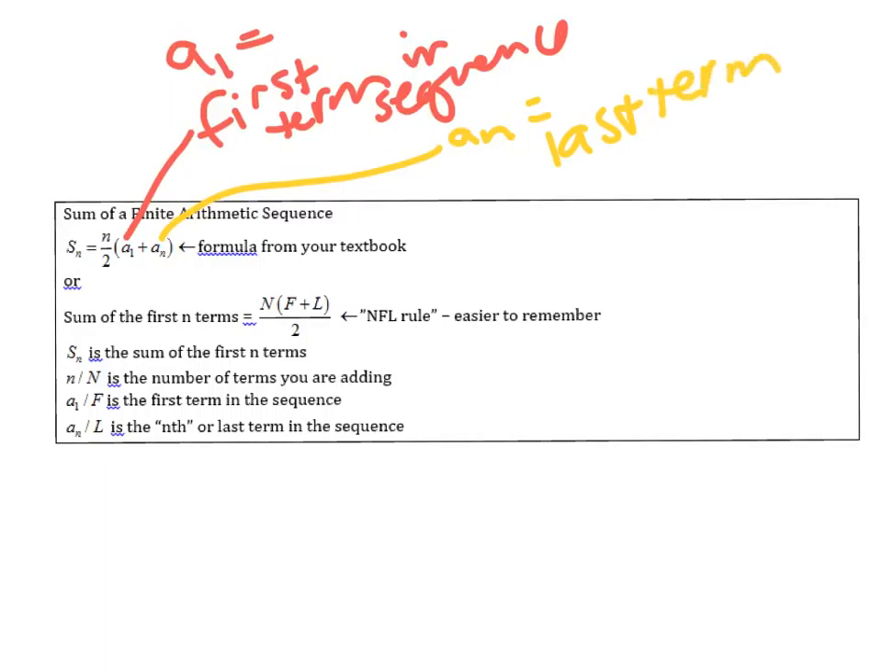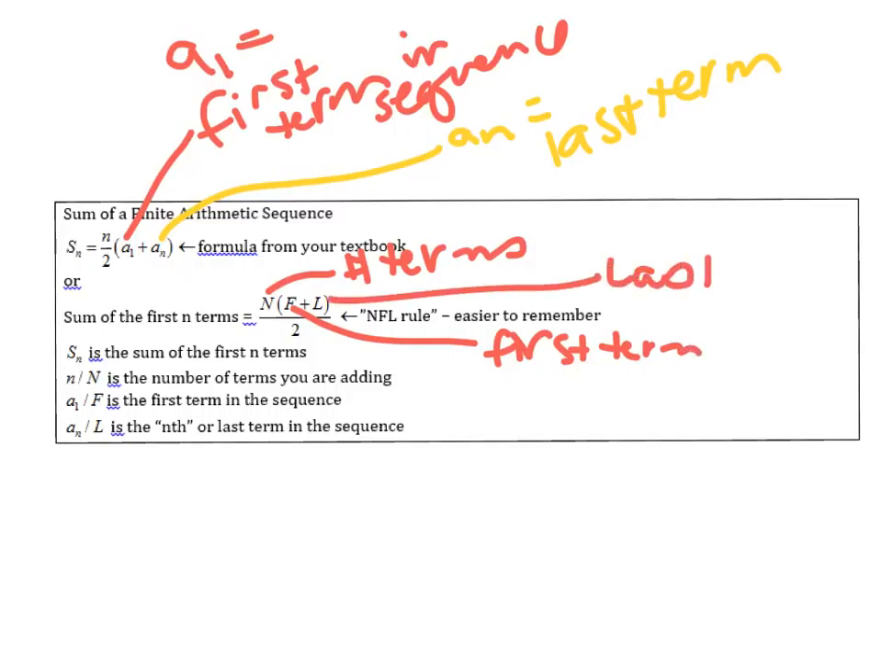Sometimes, just because of the way this book does it, this number here is not necessarily going to be the same as this on this problem, and I'll show you why. That's why sometimes if you do NFL, it's a little bit easier. So the sum of your first terms is the number of terms. n is your number of terms, F is your first term in the sequence, and L is your last term. So if you think NFL over 2, it's going to go a lot easier when you get to a few of the problems.